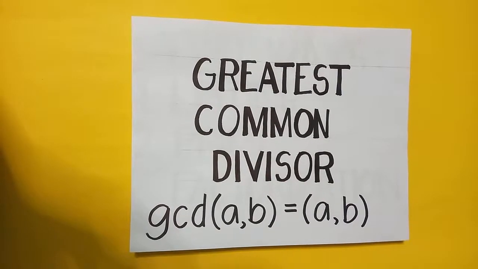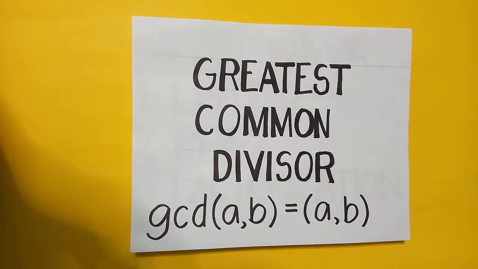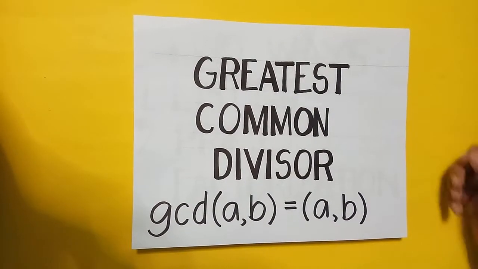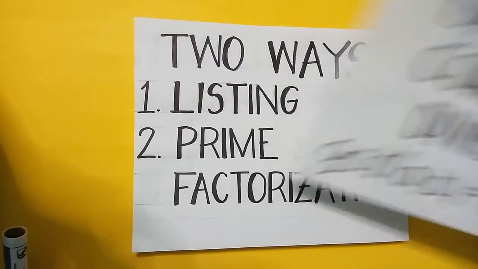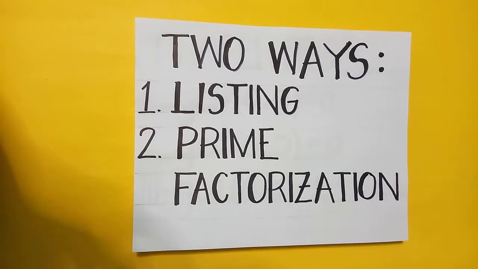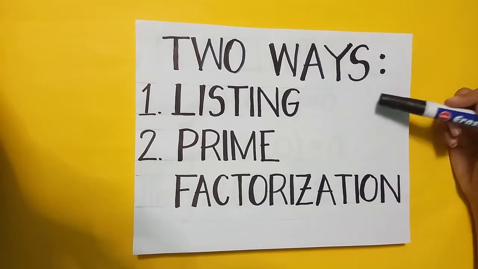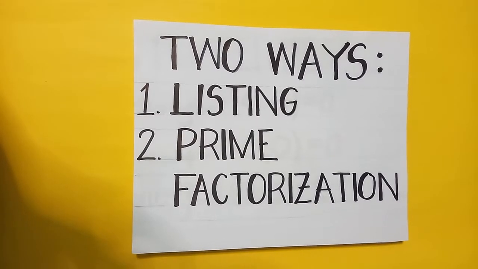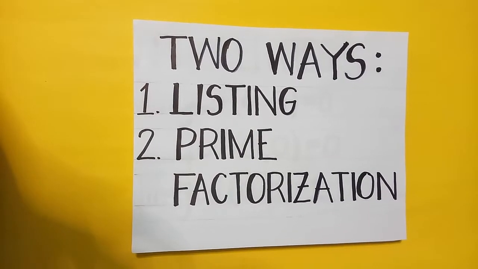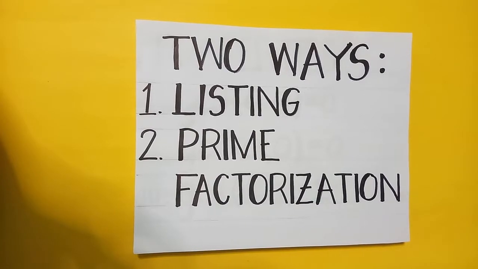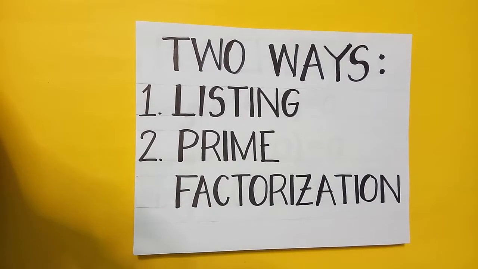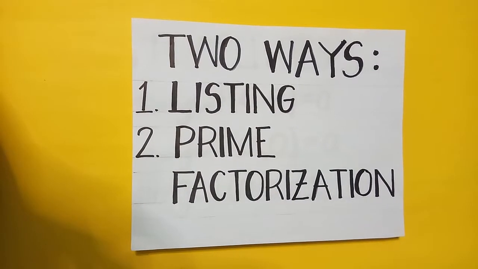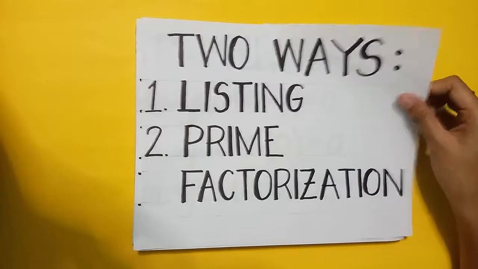So in this video, we are going to find the greatest common divisor of two numbers. It is noted like this. We have two ways to find the GCD of two numbers, which are listing and prime factorization. The listing method lists all the factors of a given number, while prime factorization uses prime numbers to divide a number until no more divisions can be performed.